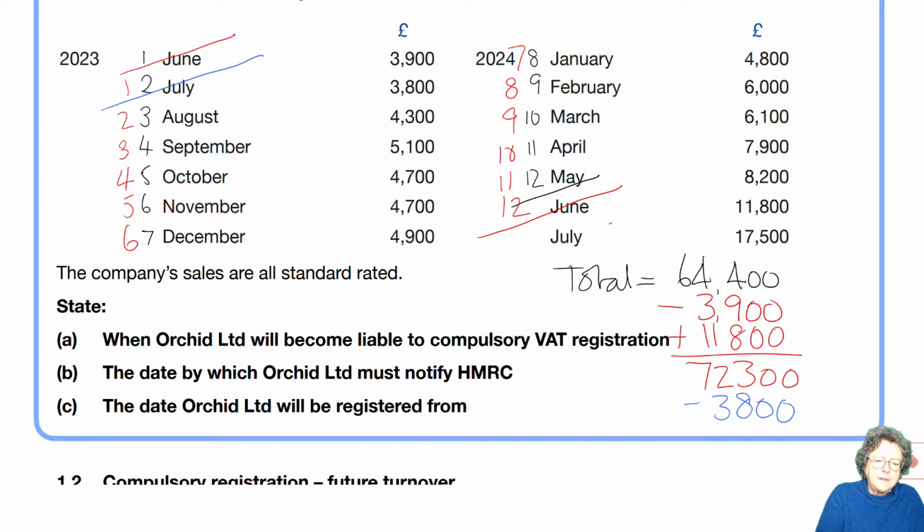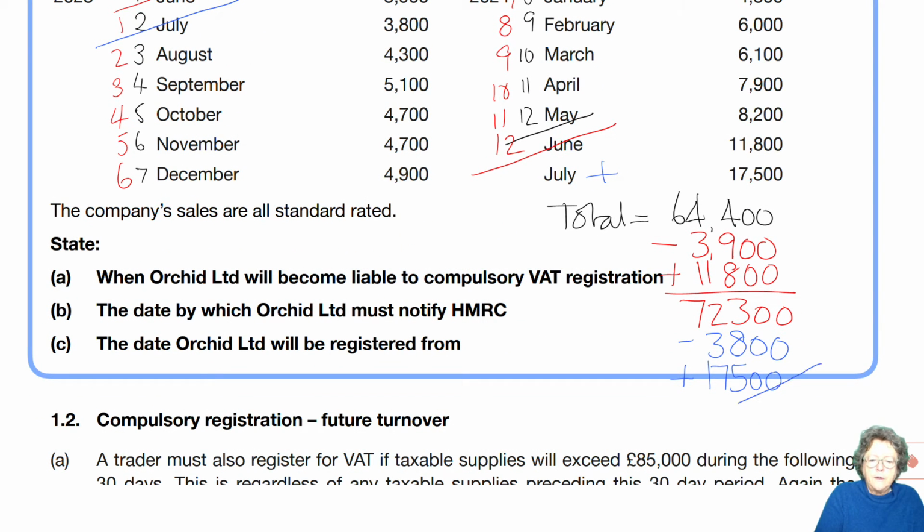And I'm going to add that one on. I've rolled it forward. It's still a 12-month period, but I have rolled it forward. And that total comes to 86,000. So when will Orchid be liable to compulsorily register? Okay, that will be at the end of July.